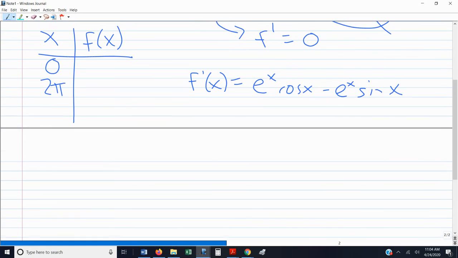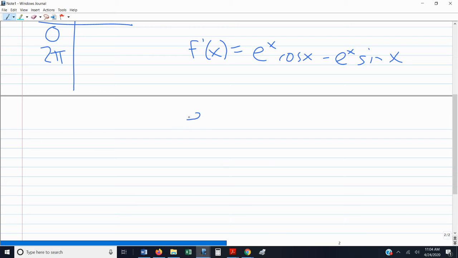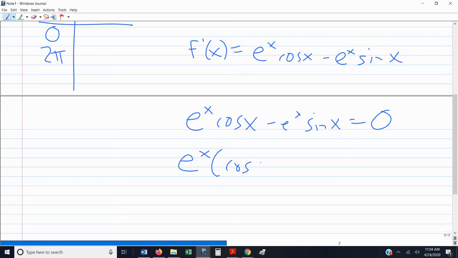So we want to know, where is that derivative equal to 0? And we do not have a calculator. So this is a pretty interesting question. First, do you see something that we can factor out? We could factor out e to the x because both terms have e to the x. And that would leave you with e to the x times the quantity cosine of x minus sine of x.